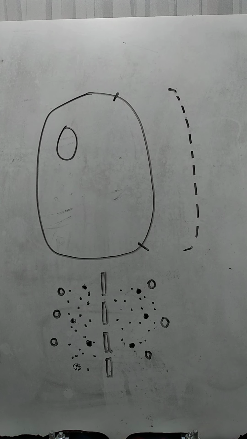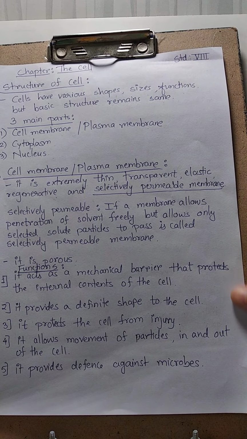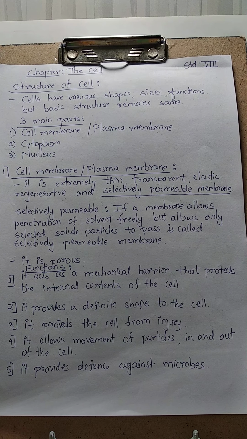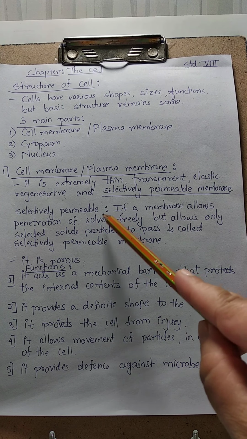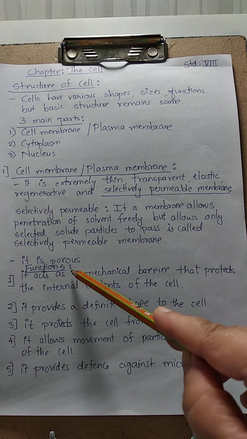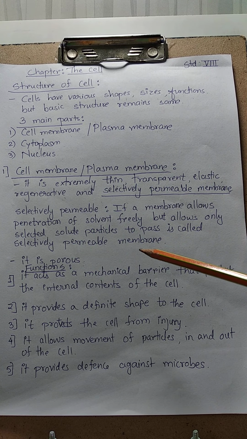So selectively permeable means it allows all liquid molecules to move in and out of the cell, but it allows only specific solid particles or solute particles to cross the membrane. So that is the meaning of selectively permeable membrane. Okay, so I hope now it is very much clear to you how a plasma membrane looks like. Right? Then we have seen it is porous also, it is selectively permeable also. Now let's see what are the different functions of plasma membrane.